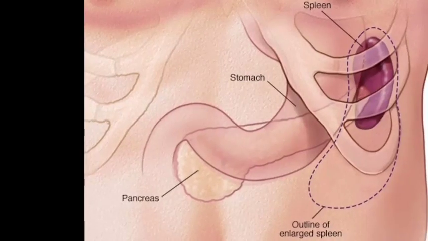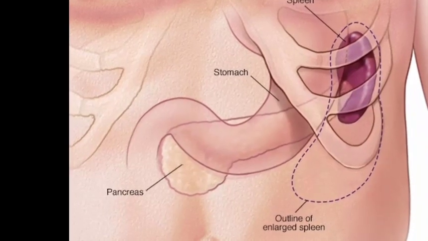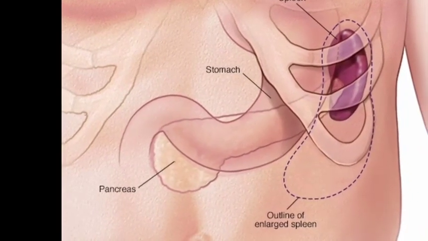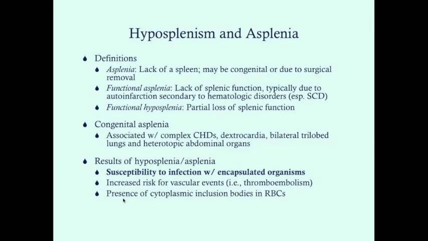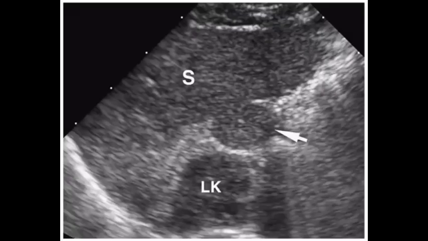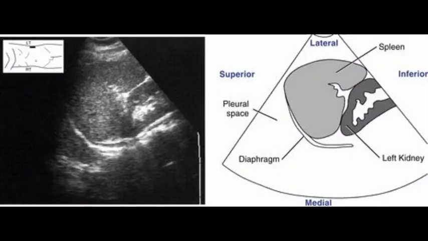Limitations. A small spleen may be high under the diaphragm and difficult to assess. Bowel gas may obscure the view. Normal variants are: small spleen, asplenia, polysplenia, splenunculus, splenic artery calcification.